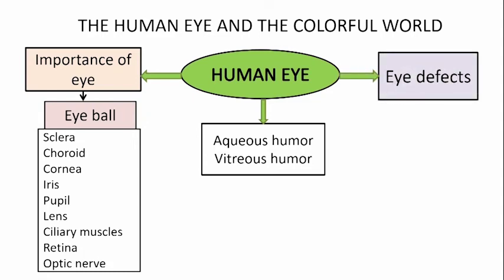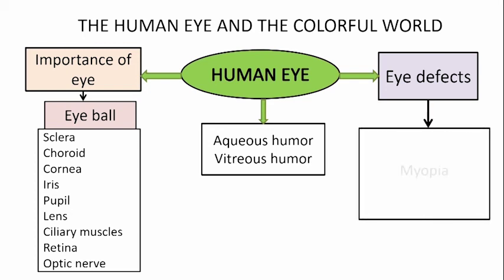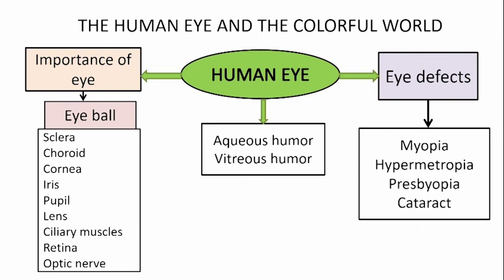Next, eye defects. As soon as I say eye defects, already you started saying these are the 4 eye defects. Yes, myopia, hypermetropia, presbyopia, cataract. And myopia, what is myopia? You know very well. What is the effect? You know very well. What is the reason? You know very well. And what is the remedy? You just recall by seeing the mind map again and again. So, in that way the mind map serves as the best tool for you to recall the points effectively.